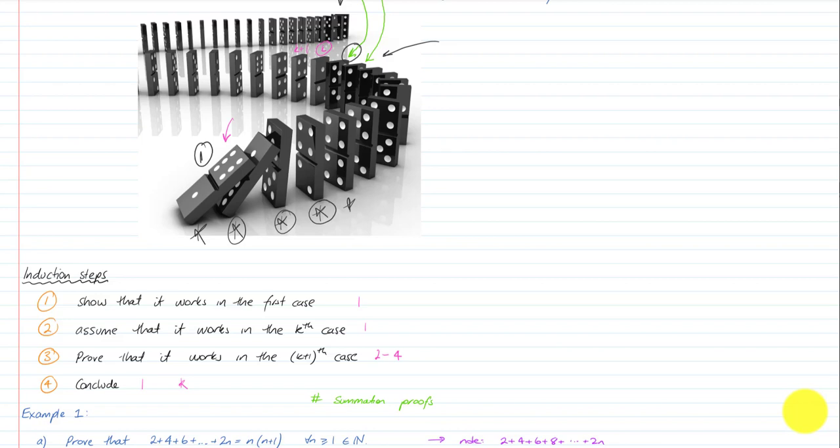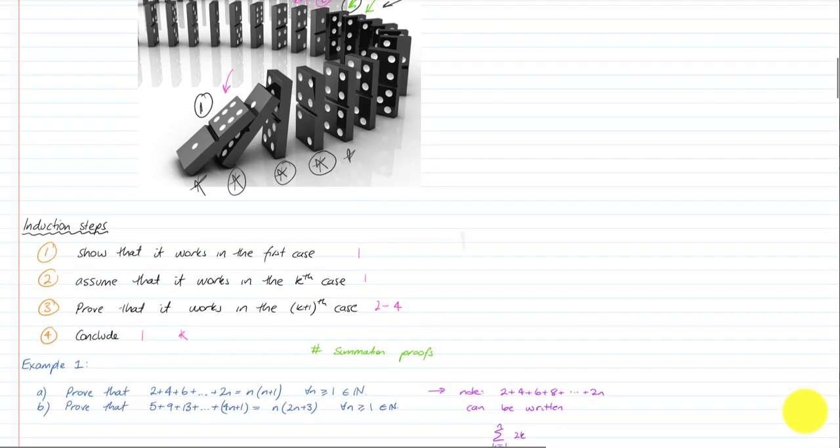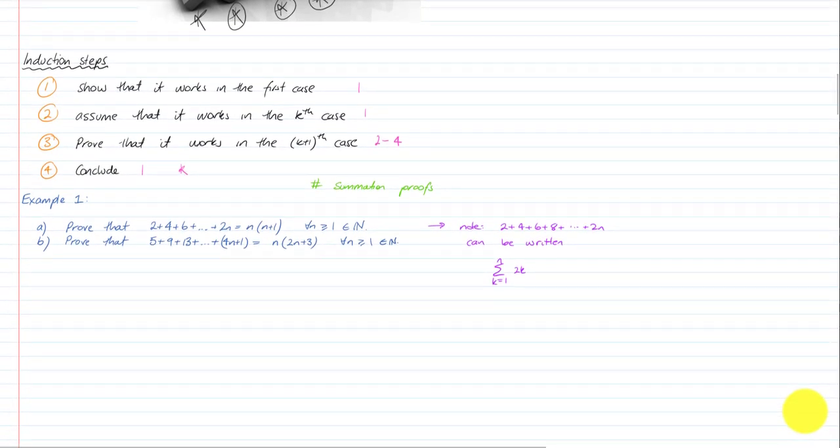And we're going to be working with summation proofs. So what we'll be doing is showing that it works in the first case, assuming that it works in the kth case, proving that it therefore works in the k plus 1th case, and then concluding. We're going to do 3 examples overall, but example 1 is 2 separate examples. I'm going to do example 1, A and B, in video 1, and then in videos 2 and 3, we'll do the 2nd and 3rd example, which have some other little things going on.